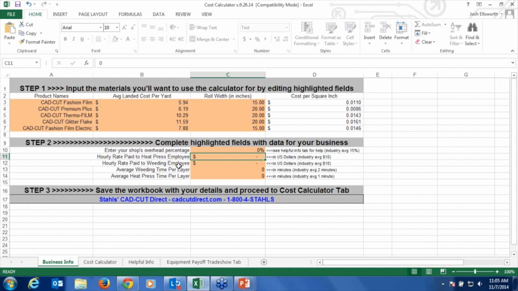And then you'll also be able to enter key information like hourly rates paid to different employees in the production process to calculate labor rates, and then overhead percentage, which we'll talk a little bit about how to calculate that. And then some key times for completing different tasks and creating a customized garment, like weeding time average or heat press time average for decorating per layer.